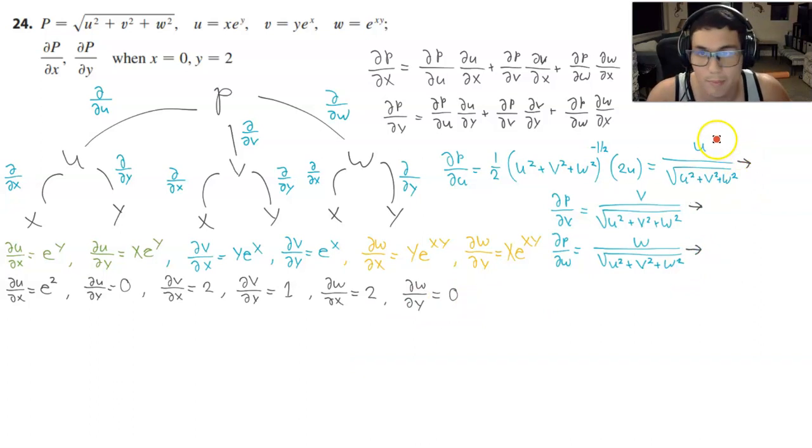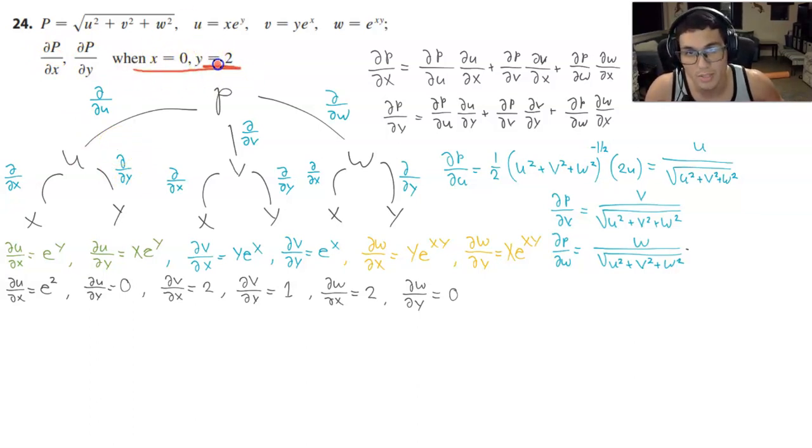If we plug... okay, we can't actually evaluate these yet because we don't have what U, V, and W are. We don't know what they are. They only give us X equals 0, Y equals 2. So what we need to do is use these values to find what U, V, and W are.